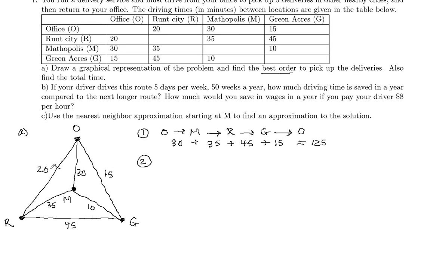Second one, okay, so now instead of using this, let's get that off there. Then let's not use that edge to the upper right. So then we want to go around this arrowhead here that points to the lower left. And that's going to be a different route. So starting from O, we go to R, to G, to M, and then back to O.